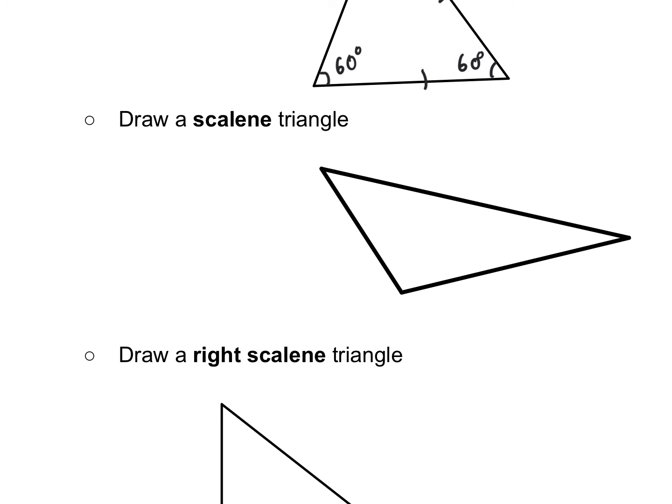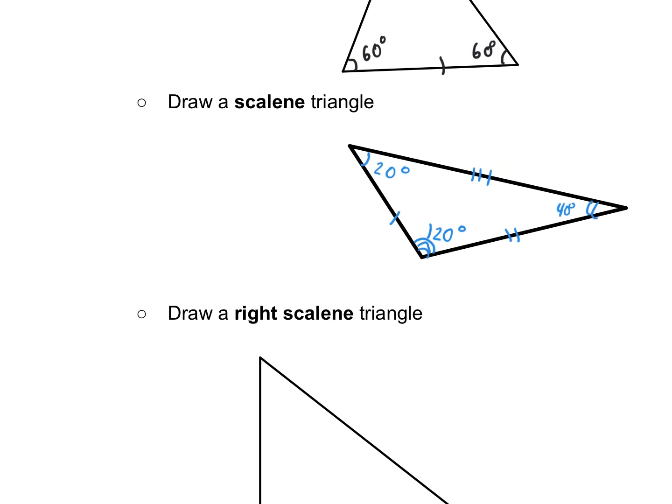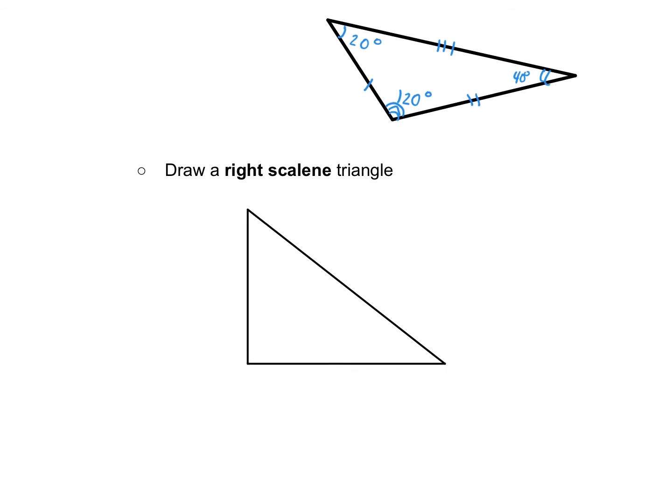For scalene triangle, make sure you've marked again that all three are different, and then mark your angles to show how many degrees they are. So if this is 120 here, and this is 20 degrees, then this would be 40 degrees. All three of those are different sizes, and I've marked it to show it's scalene.